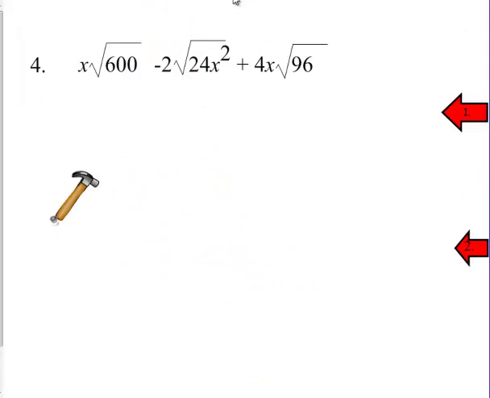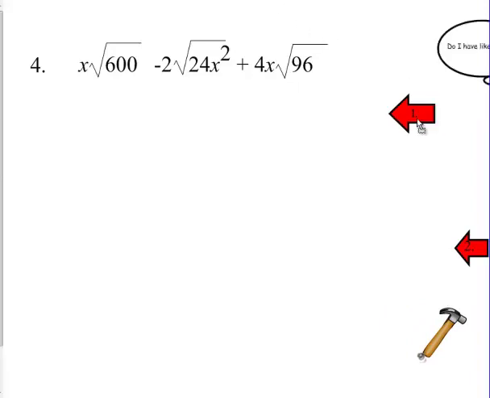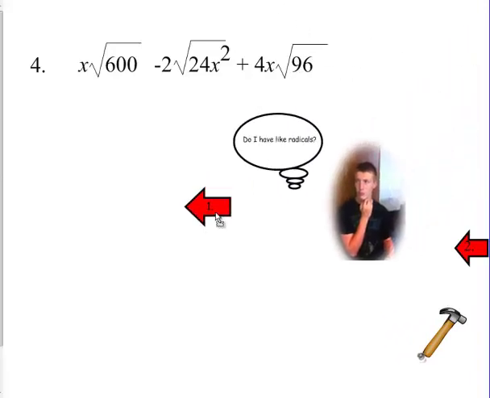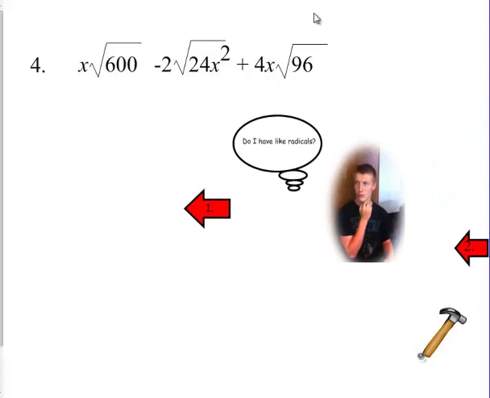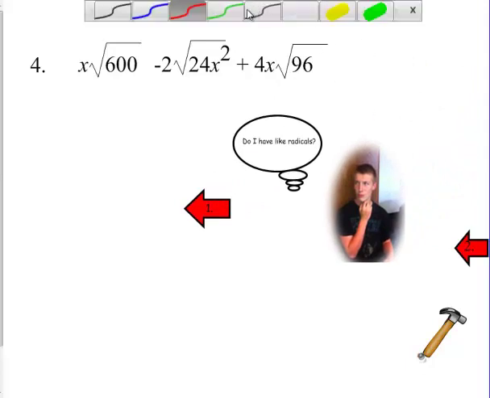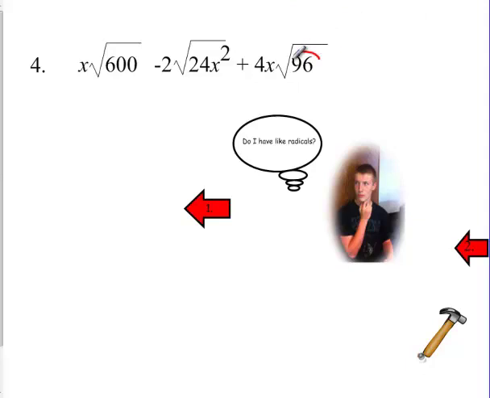Oh, look at all these radicals staring at us. Wow, we got a lot of work here to do. Let's take MC Hammer, put him over there. All right. Once again, Jack asks, do we have like radicals? No, we do not have like radicals. This is a radical 96, this is 24, this is 600.